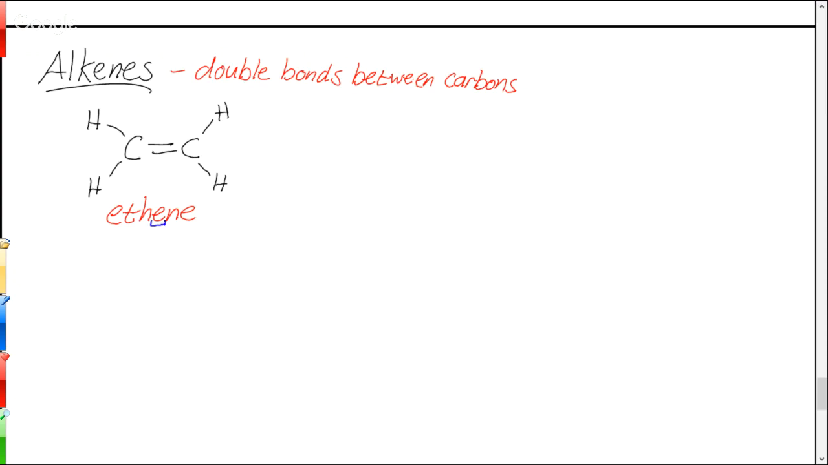So notice the only difference here is that E. If it were 2 carbons with 6 hydrogens, it would be ethane. Now 2 carbons with 4 hydrogens and a double bond, it's ethene. So this gives you a clue as to how we're going to name these things when we get into that.